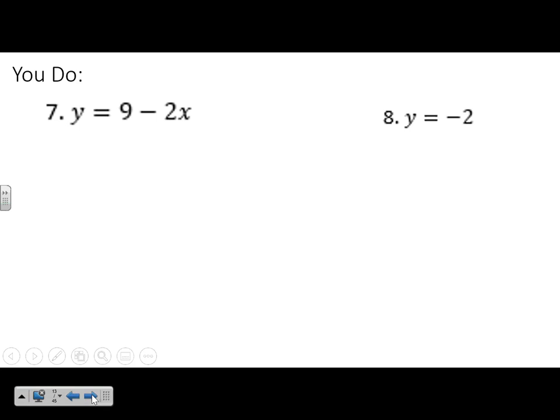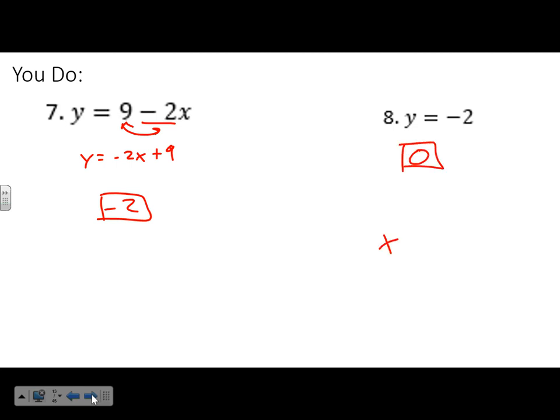Again, this one, if you just want to put your slope as negative 2 right away, that's fine. But also, if you actually want to make sure it's in slope-intercept form, that's not a bad idea. Slope is negative 2. And this one, remember, it's a horizontal line. The slope is 0. If it was a vertical line, it would be x is equal to some number, and that would be undefined. We need the slope for that one.